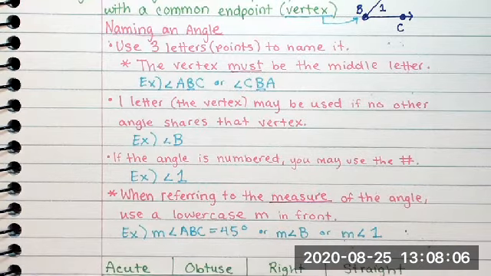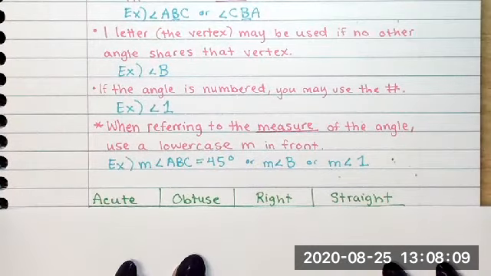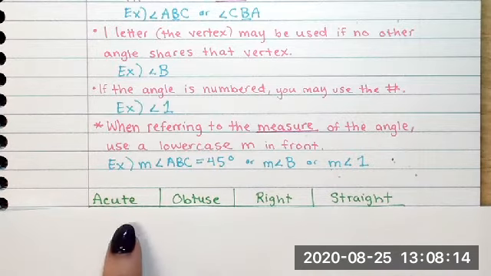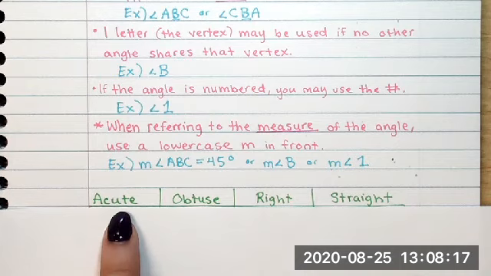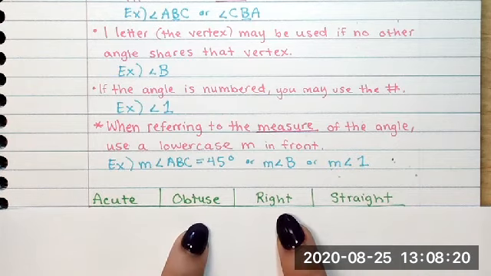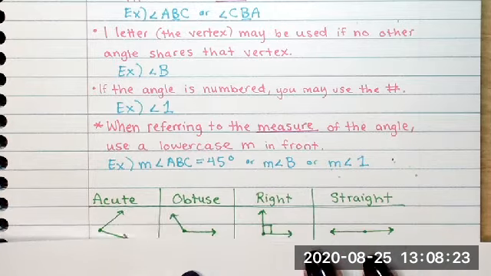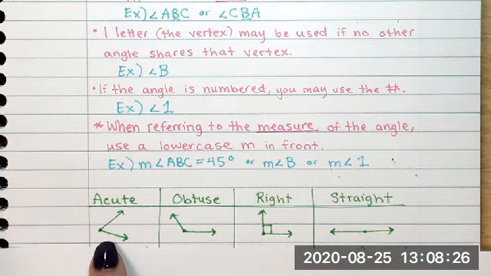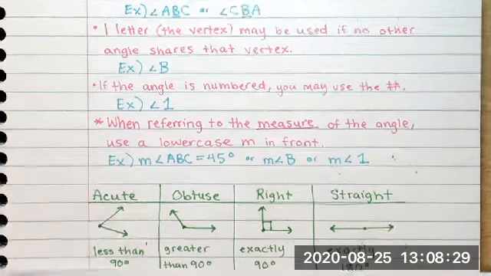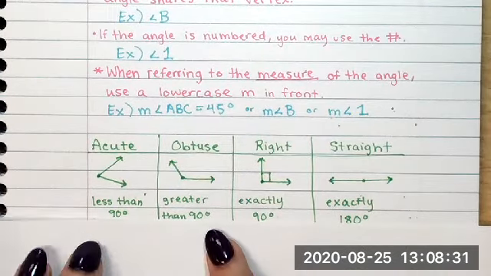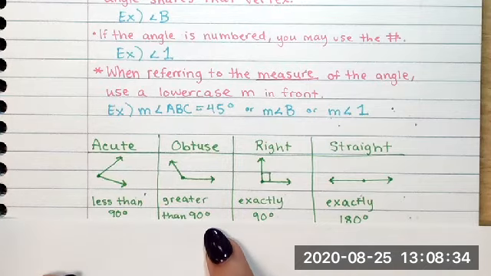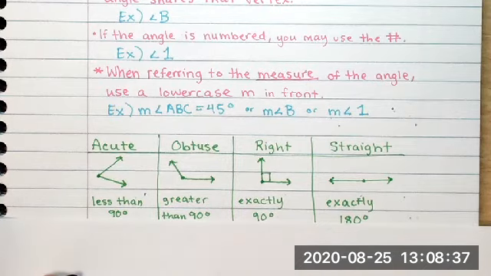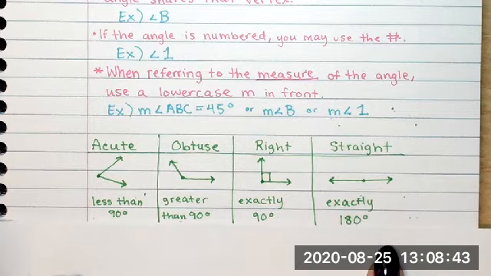All right. Now let's introduce you to some terms about classifying angles. So for the most part, all angles are going to fall into one of these four categories: acute, obtuse, right, or straight. An acute angle is a small little bitty angle that's less than 90 degrees. An obtuse angle is a big boy greater than 90 degrees. A right angle is that perfect square corner of exactly 90 degrees. And a straight angle is flat across exactly 180 degrees.